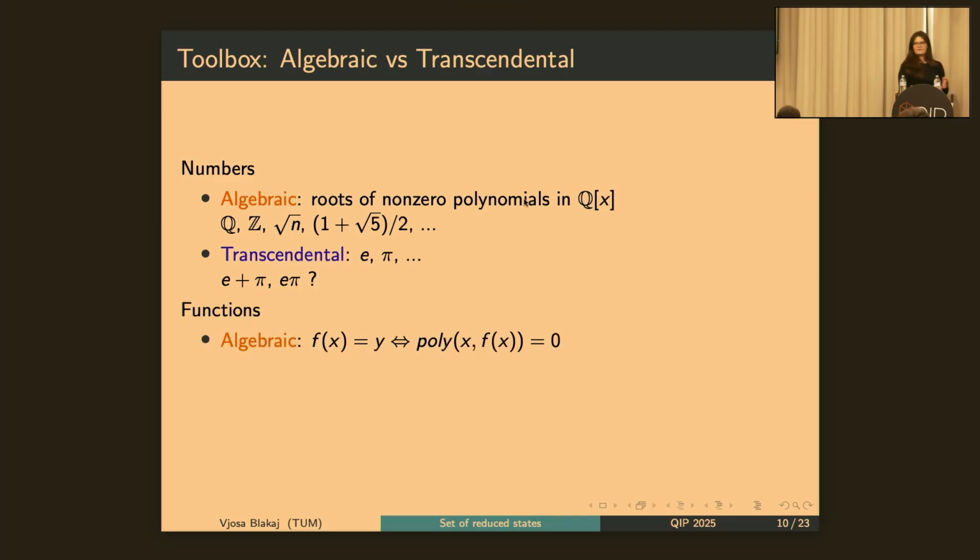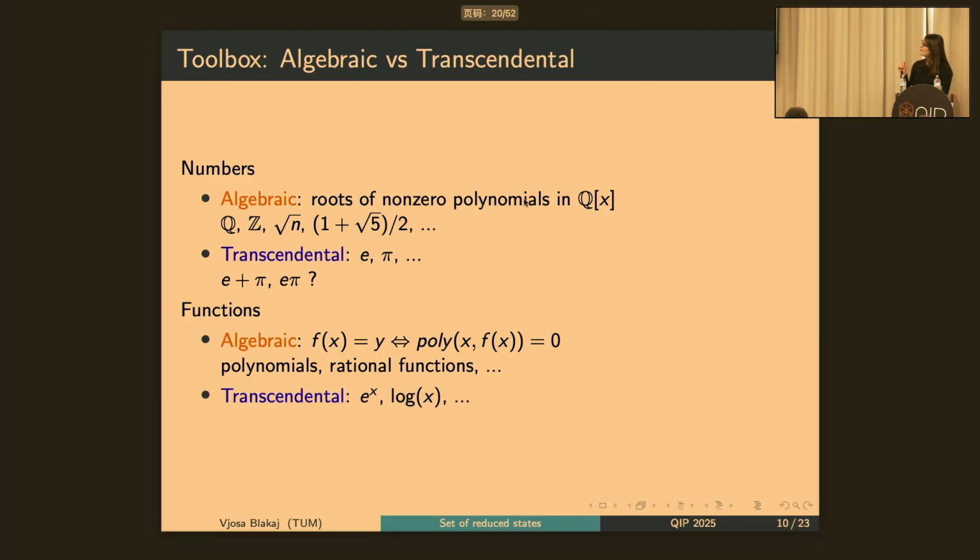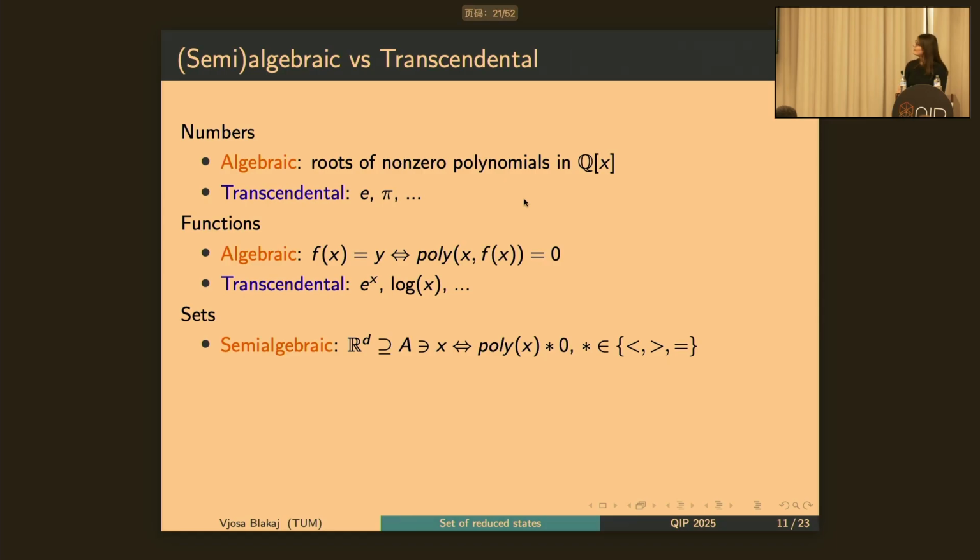This separation between algebraic and transcendental numbers can also be lifted to functions. So we will call a function algebraic if we can write its graph as some polynomial relation. And the typical examples, again by definition, are all polynomials, all algebraic functions, rationals. And if we do not have such a polynomial relation for our function, then we will call the function transcendental. And again, the usual suspects: the exponential, the logarithm.